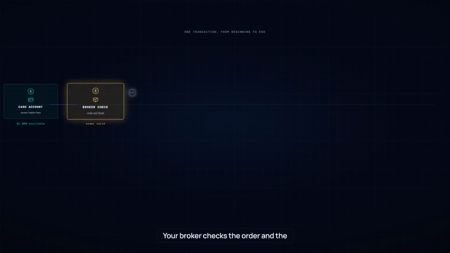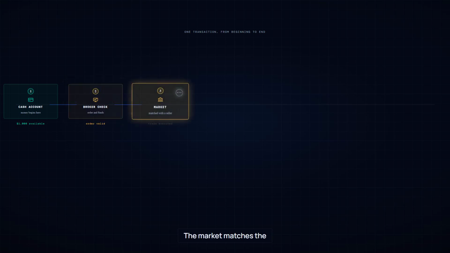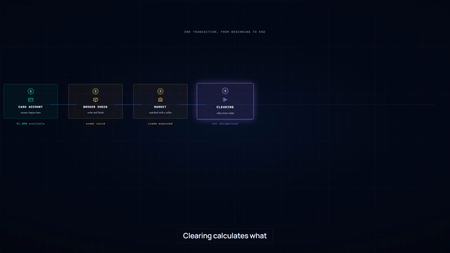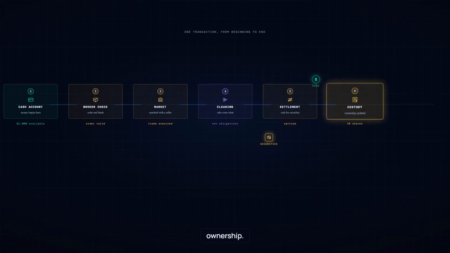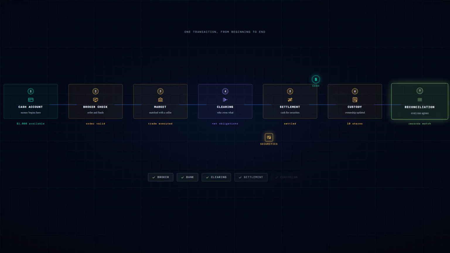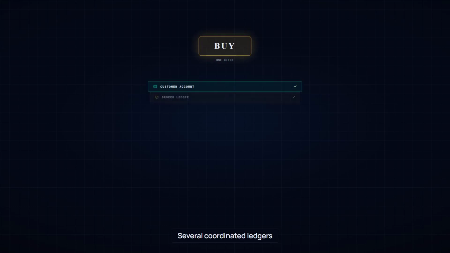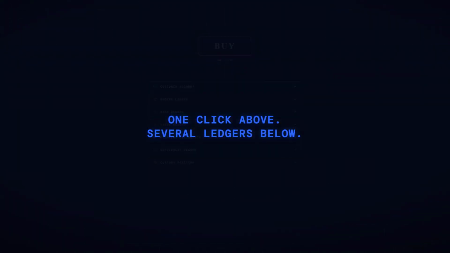So let's replay the stock purchase from beginning to end. Your money begins in a bank or brokerage cash account. Your broker checks the order and the available funds or credit. The market matches the order. Clearing calculates what the buyer and seller owe. Settlement exchanges cash for securities. Custody updates ownership. Banking and payment infrastructure move the money, and every participant reconciles its own records afterward. One click in the interface, several coordinated ledgers underneath.